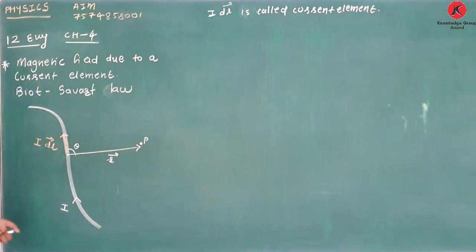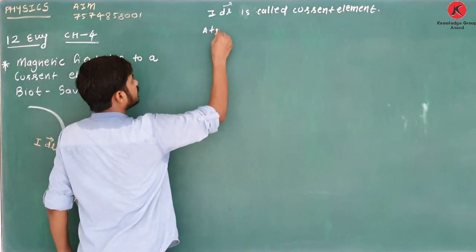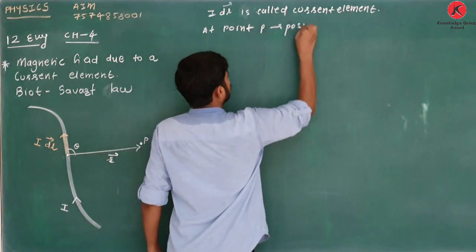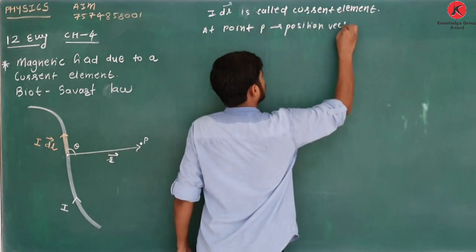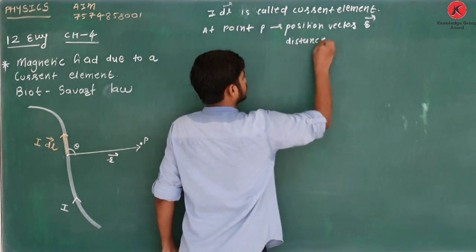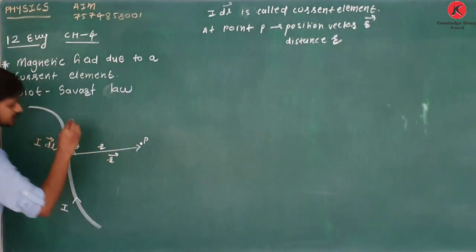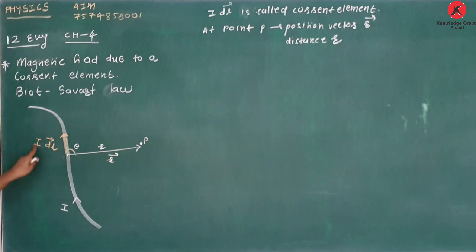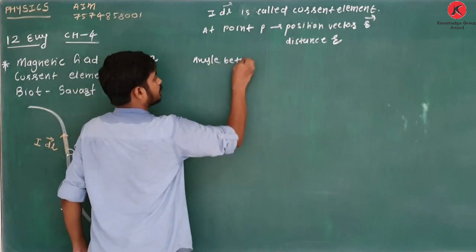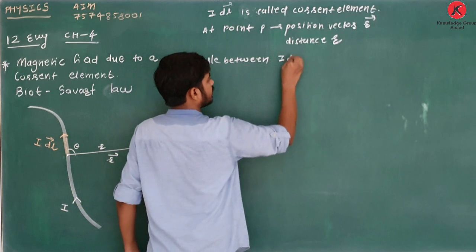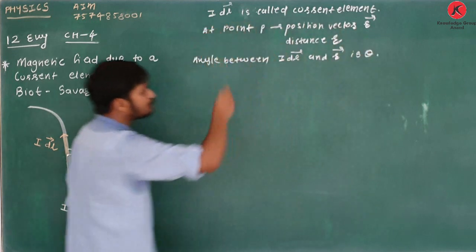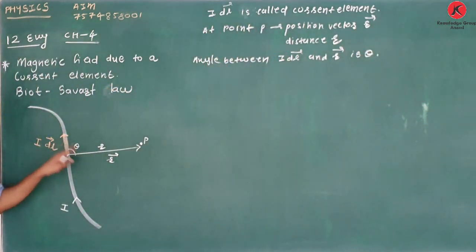So yes, write each and everything. At point P, the position vector is r, or we can say the distance is r. Its magnitude is r. What is theta? The angle between I dl, that is the current element, and r, that is the position vector, is theta. So remember, theta is the angle between I dl and r.